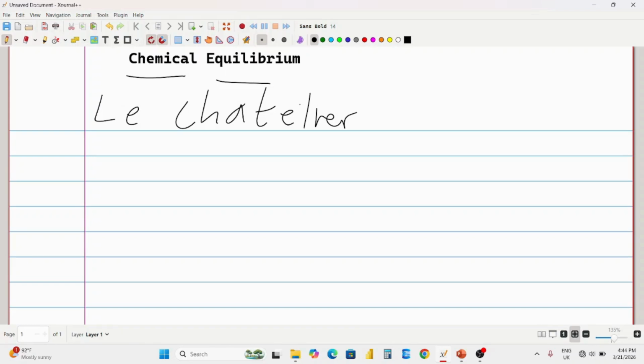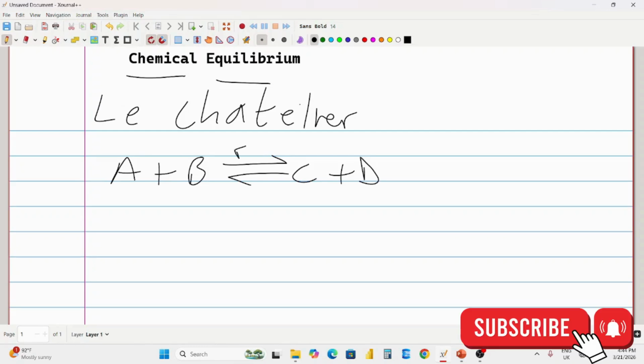Recall, chemical equilibrium is the state of a chemical system in which the rate of the forward reaction is equal to the rate of the backward reaction. R1 for rate of forward, and then R2 for rate of backward reaction.